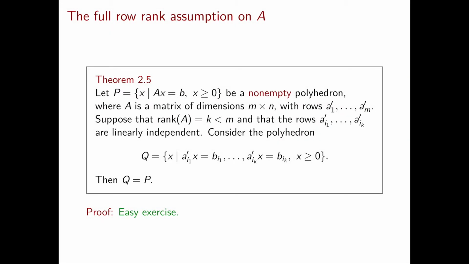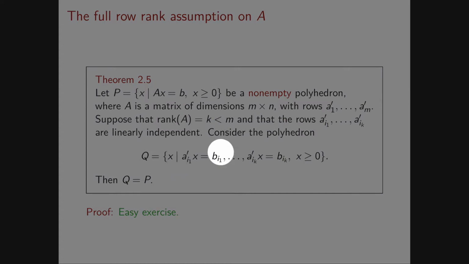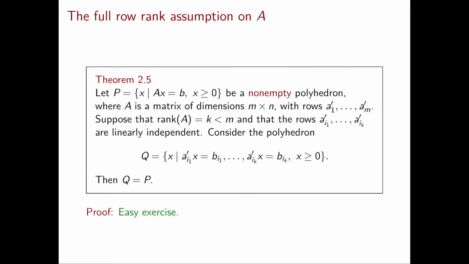At this point, let's write down the polyhedron Q defined by non-negativity constraints exactly as in P, but where we only keep our linearly independent equality constraints and we trash all the other ones, which means that the equality constraints we're keeping are a_{i_1} transpose x = b_{i_1} and so on and so forth until a_{i_k} transpose x = b_{i_k}. Then Q and P are the same polyhedron. I leave the proof of this theorem to you. It's an easy exercise of linear algebra.